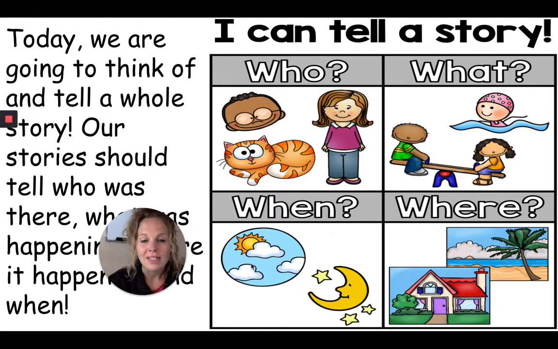When did the story happen? Was it during the day or was it at night? Was it 1 year ago or was it yesterday? Where did the story take place? Was it at the beach? Was it at your house? Was it at the playground? Was it at school? There are lots of different things to think about as we're writing a story. And we want to try to include who, what, when, and where, so that way the readers get a lot of information about our story.